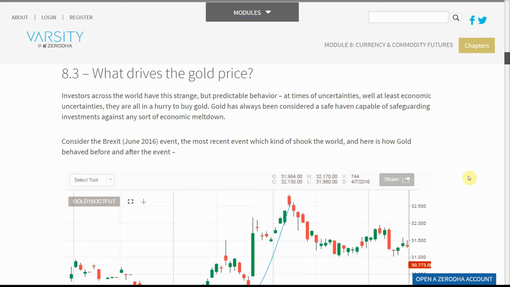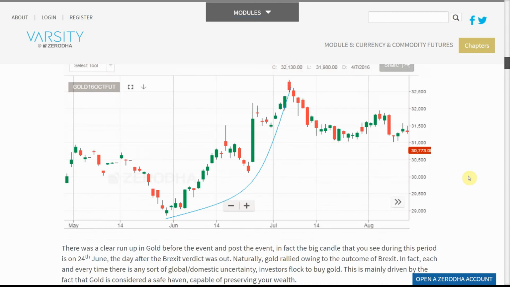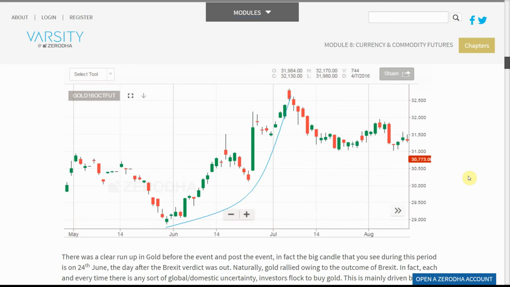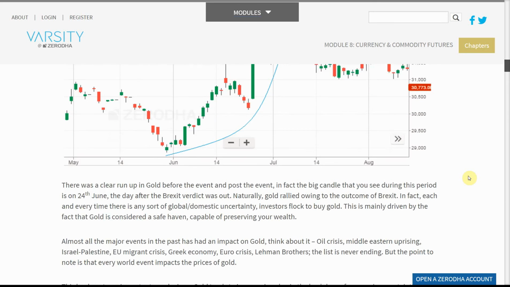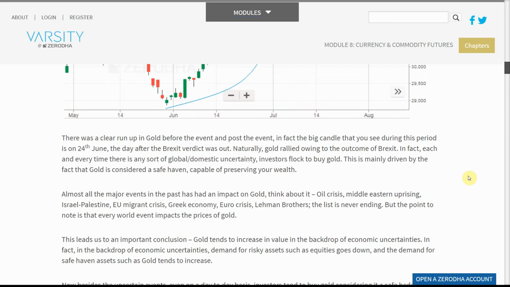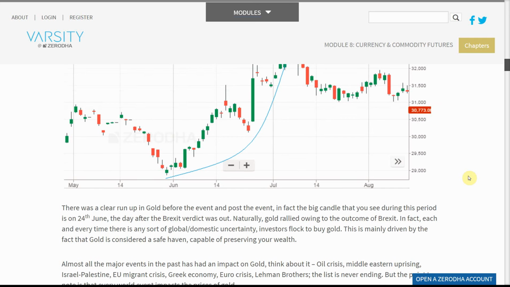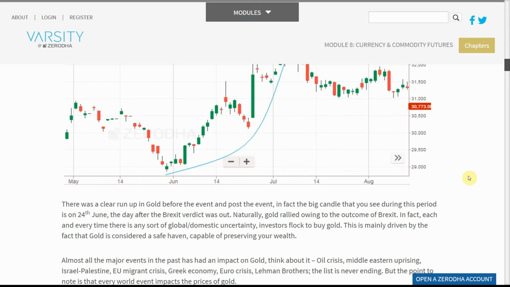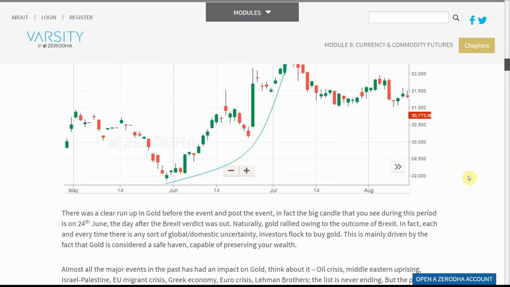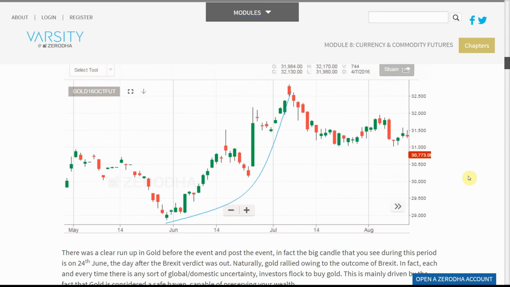Consider the Brexit June 2016 event, the most recent event which kind of shook the world. And here is how gold behaved before and after the event. There was a clear run-up in gold before the event and post the event. In fact, the big candle that you see during this period is on the 24th of June, the day after the Brexit verdict was out. Naturally, gold rallied owing to the outcome of Brexit.